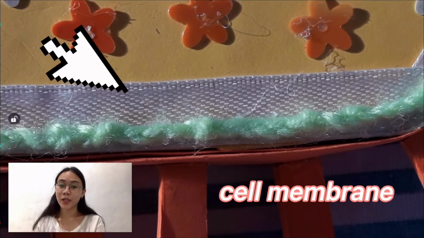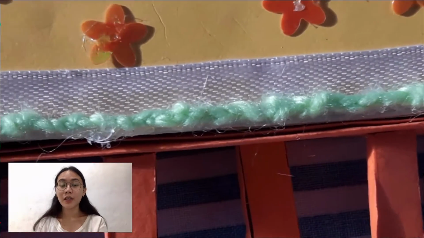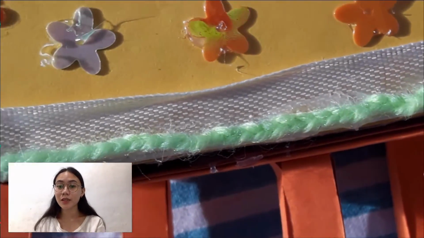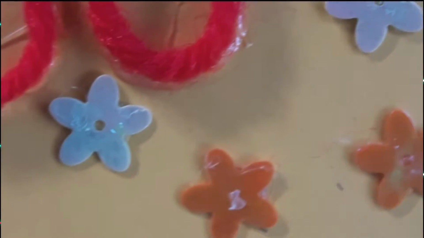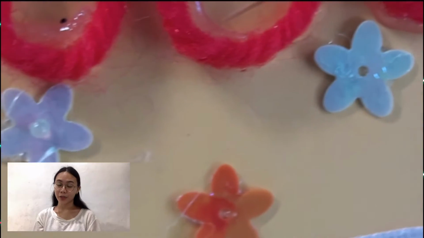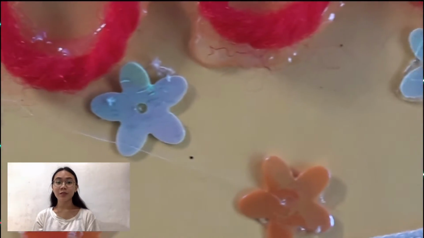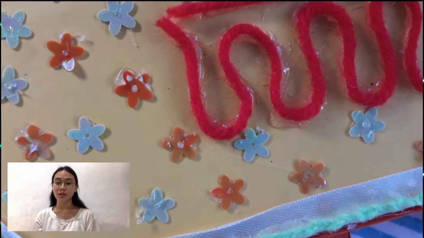Here is the cell membrane that provides protection from the cell's external environment. It helps in maintaining homeostasis by controlling what goes in and out of the cell. Enclosed by the cell membrane, the cytoplasm is a fluid-filled substance, providing space for the organelles where they can perform their own processes.